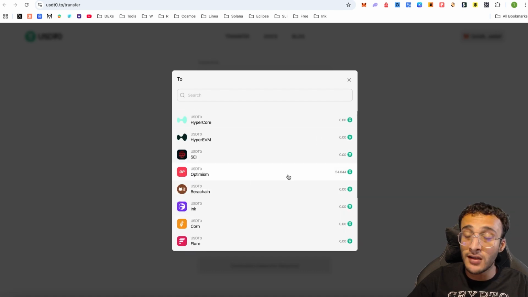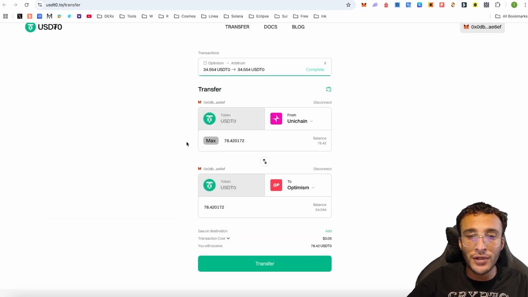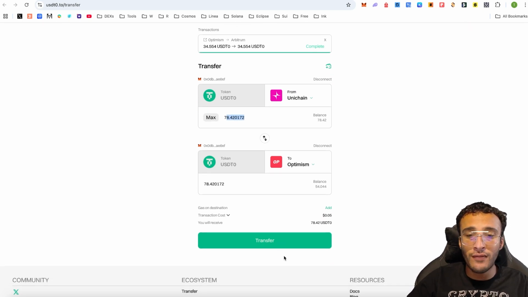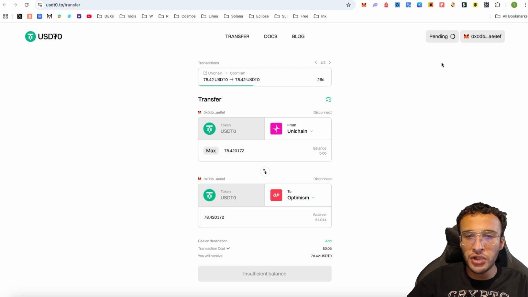For example, guys, if I wanted to send it over to Optimism, which you can see I've already got $54, I'm going to do so. I'm going to swap the maximum amount over, so it's going to bridge all of my USDT0 from Unichain over to Optimism. This is going to help us with $78 worth of volume and 1 contract interaction, which is the USDT0 application. Absolutely amazing. And you would just bridge it off, my friends, and that is our first transaction.